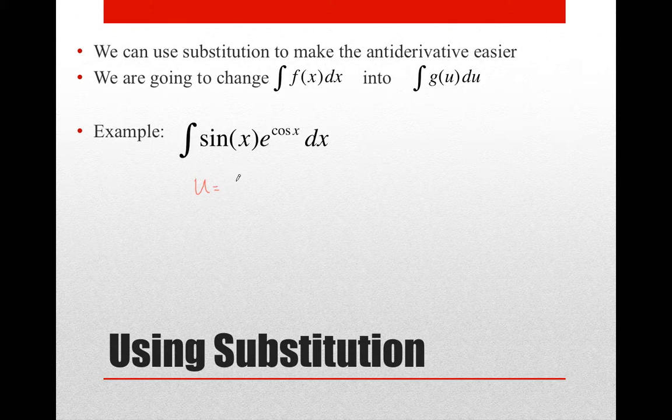Well, I know cosine is the derivative of sine. So let's just say we did this. And the derivative of u is cosine x. Well, here comes the problem. If I try to reset up this integral, I would have u e to the power of du.